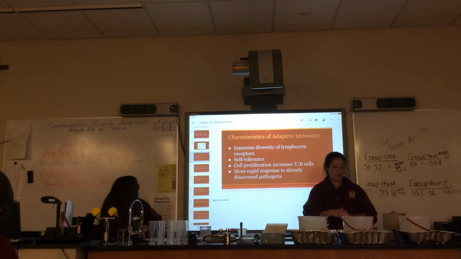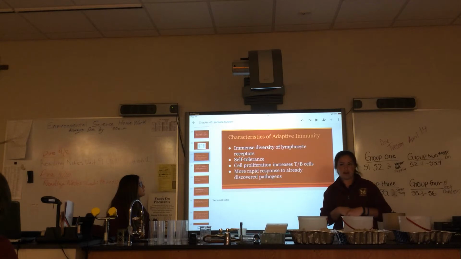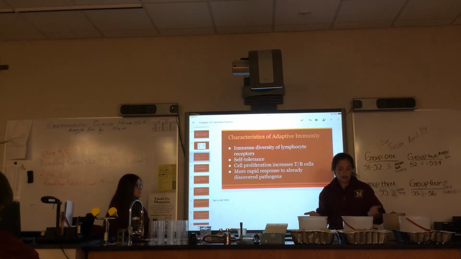Characteristics of adaptive immunity. Immense diversity of lymphocyte receptors. Self-tolerance, so that means it's not going to attack your good cells, it's only going to attack the bad cells. Cell proliferation increases T and B cells, which means the more cells that are created, the more T and B cells there are. More rapid response to already discovered pathogens. Once a pathogen enters your body, if it tries to enter again, your immune system is going to work harder to prevent it, and it's going to be easier for your immune system to combat it.